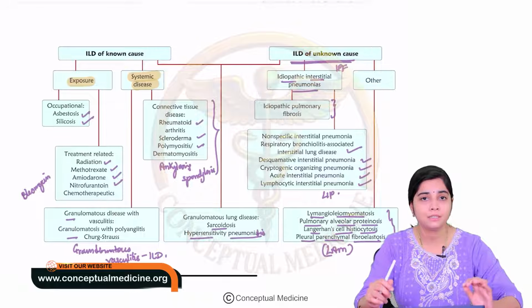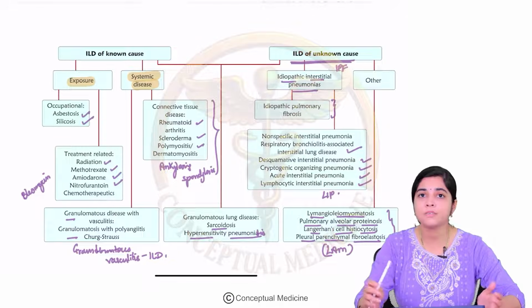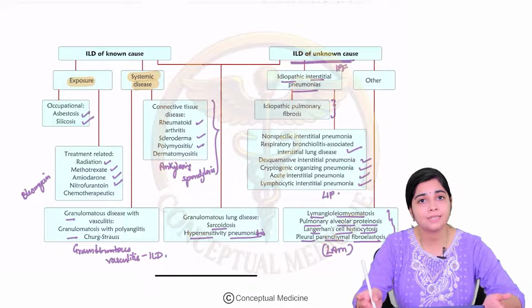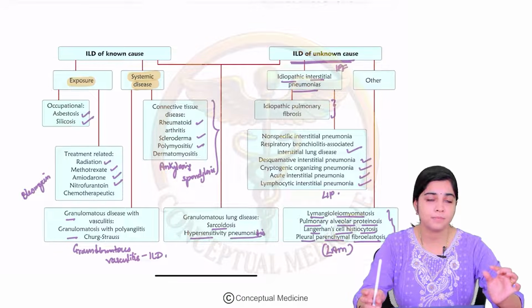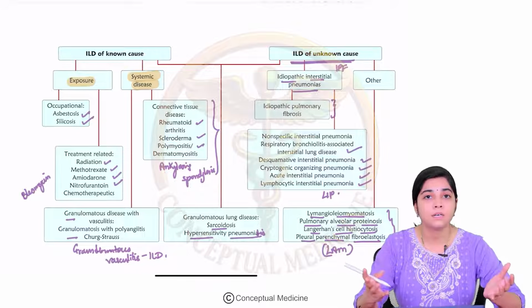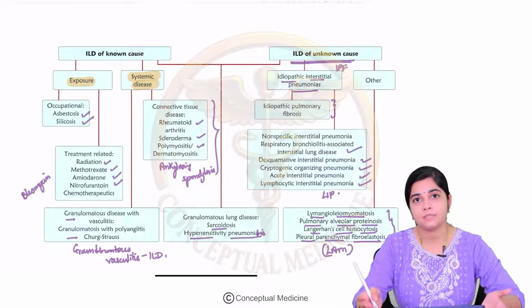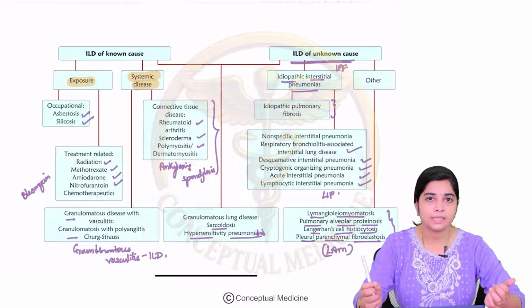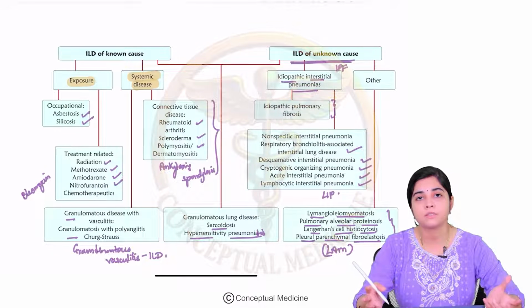So what have we learned till now? Interstitial lung diseases are a group of disorders which affect the parenchyma of the lung. So interstitium is basically the area between the airways and the vasculature. And how do they present? They are going to present with a chronic long-standing dyspnea. And the basic pathogenesis is that there is fibrosis of this interstitium which results in the ILD.